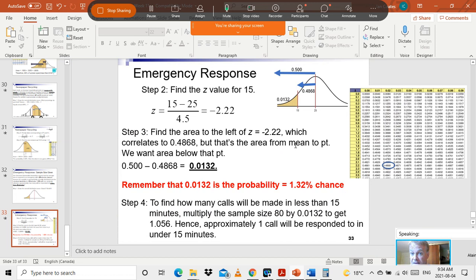So be careful with these. Remember that table measures from the mean out, that's what it's measuring. So if I get a z value here of 2.22, that's right here, it's only measuring from here. But if I don't want this, if I want from here, you've got to subtract 0.4868 from 0.5, and you'll get 0.0132, which corresponds to 1.32%.